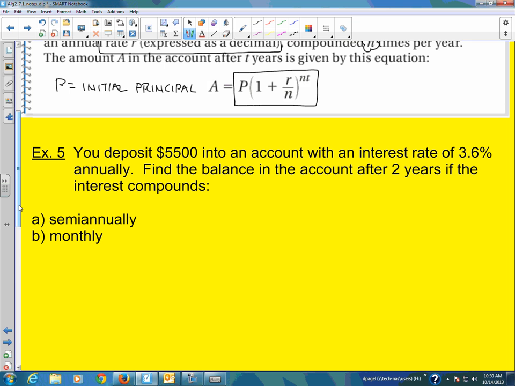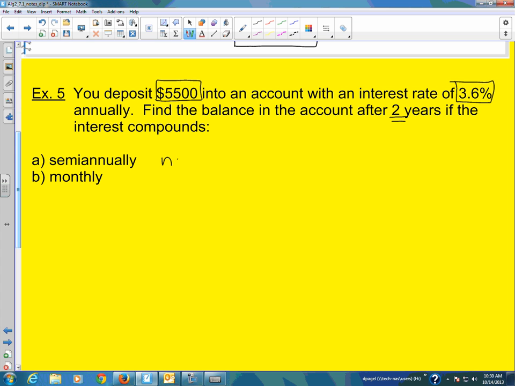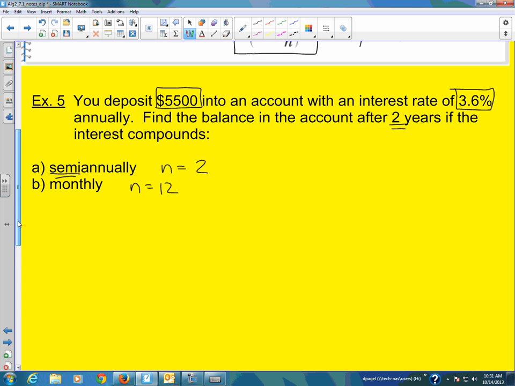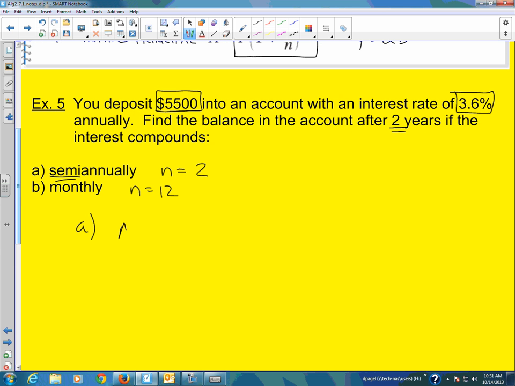Again, don't get too worried about this equation. It still is deriving itself from what we've done. So we have an initial amount with a rate, and we're going to do this for 2 years, and we're compounding semi-annually. Semi means a half year, so we have 2 times a year that this is compounding. Here, 12 because it's monthly. And here's what my equation will look like for each of those: A is equal to P times 1 plus R over N, to the NT power.